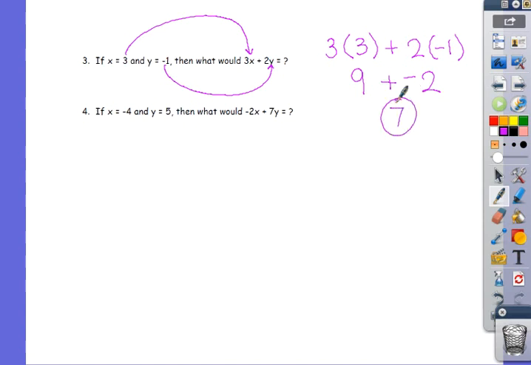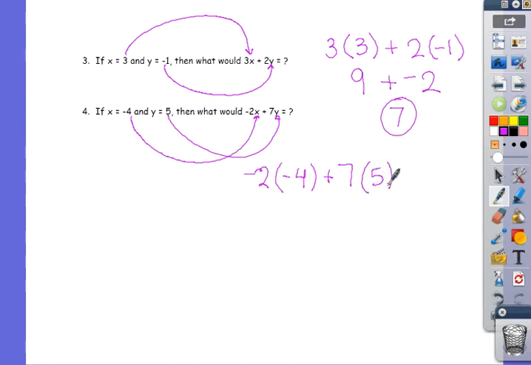Okay, still real basic. Now, same thing. X is negative 4. We plug that in. Y is 5. So a negative 2 times a negative 4 plus 7 times 5. Negative 2 times negative 4? 8 plus 35 is 43.